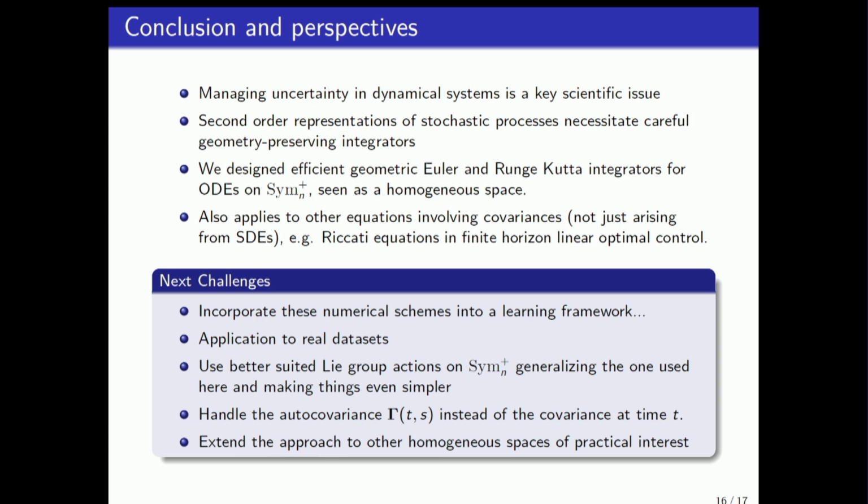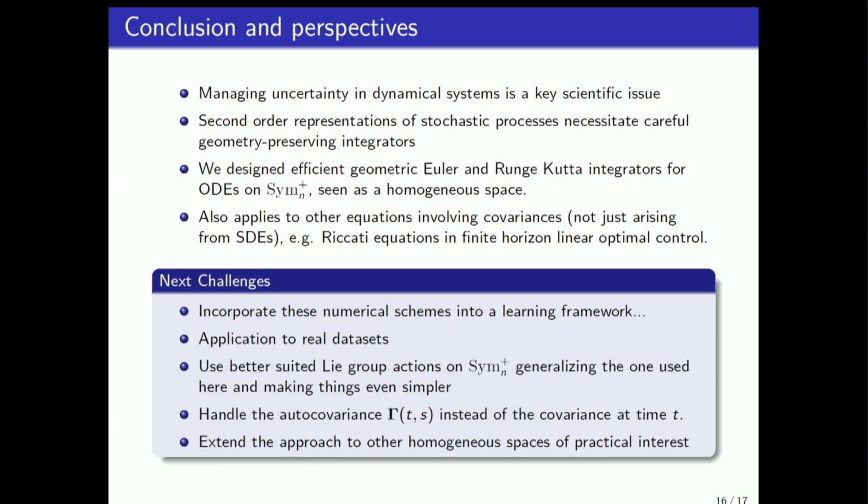We're working on applications to real data sets where the equations are unknown. And also on the geometry side, to use better suited Lie group actions. One possibility that was suggested in the reviews was to use the symplectic group, and it's very neat. If you do that theoretically, you get exactly the Riccati equation that arises in optimal control, but numerically it's not obvious that it's better. So we're working on that.